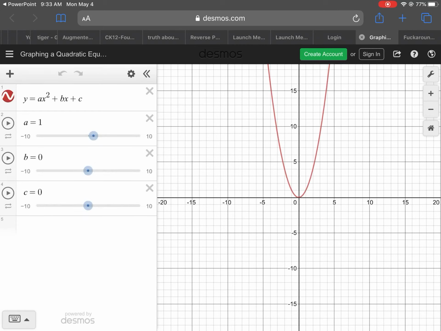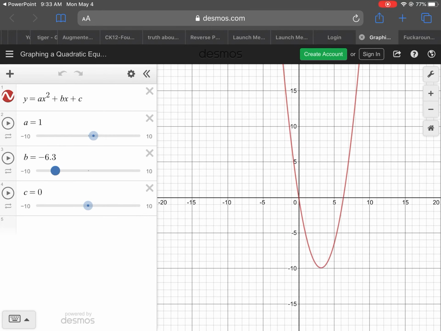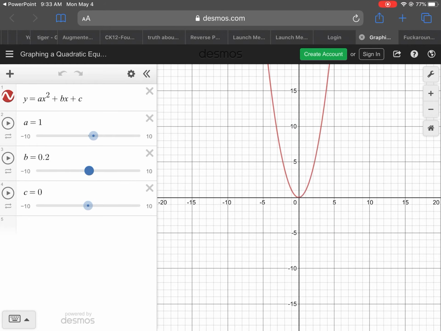So let's change B. And you'll notice B slides this kind of around the origin. We'll talk about this more later, but notice that the shape of the graph's not changing. It's just changing the left and right orientation. We'll talk about this more later, but this is basically what happens when you start introducing left and right shift.